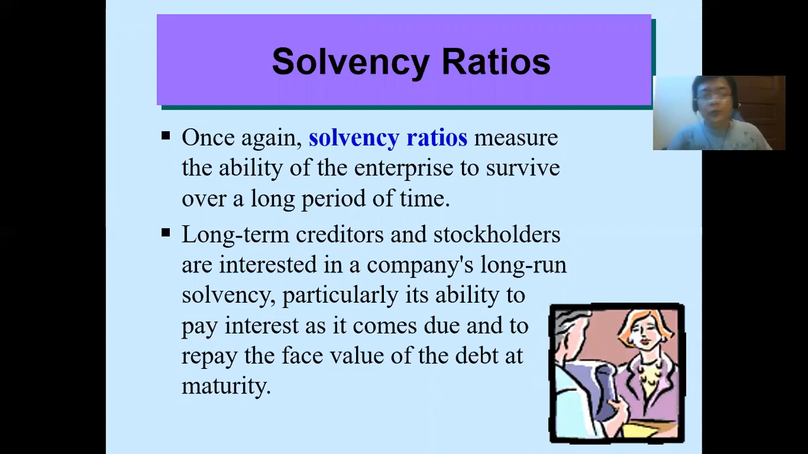Next, so we are done with liquidity. Number 2 is all about solvency. So what do you mean of solvency? It measures the ability by the company to survive over a long period of time. Okay. Long-term creditors are basically the end users here. Why? Because they see to it that you can be able to survive in a long period of time.